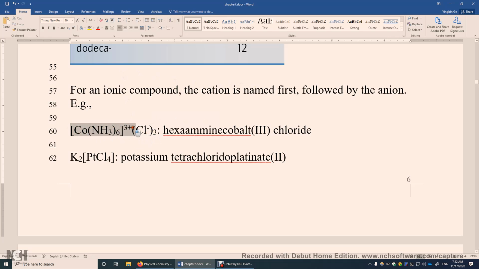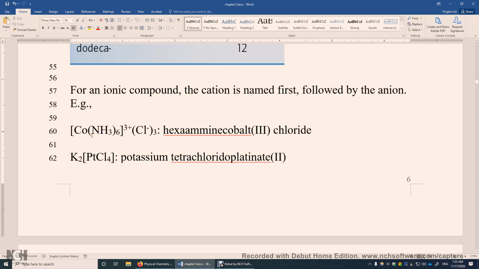So now let's look at this ionic compound. The cation is a complex. The anion is just simple. It's just chloride, 3 of them. Now let's focus on this cationic transition metal complex. There are 3 plus charges, and because ammonia molecules are neutral, this cobalt center bears these 3 plus charges.